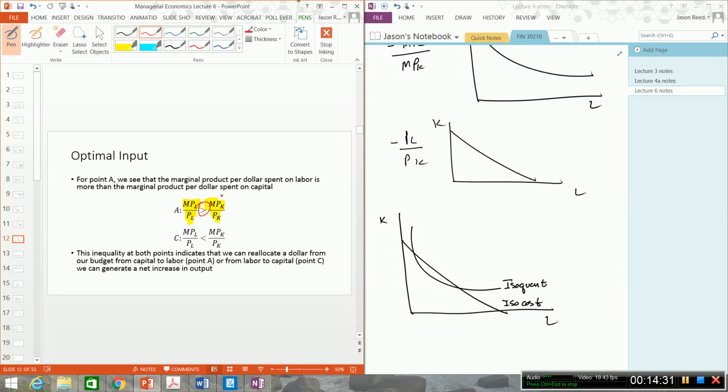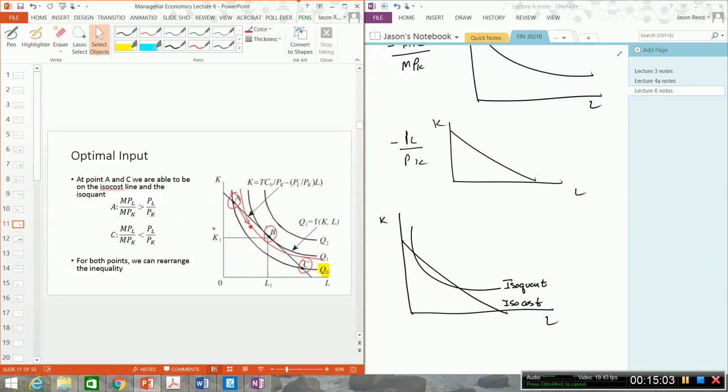So this tells us whichever MPL divided by the input price is greater means that we should devote more resources to that. And so here, we should use more labor. Where at point C, we should use more capital. And again, that tells us that we get a bigger bang for our buck out of the capital here. And so if these are true, and we go back to our points, point A and point C, essentially we're moving this way on our budget.